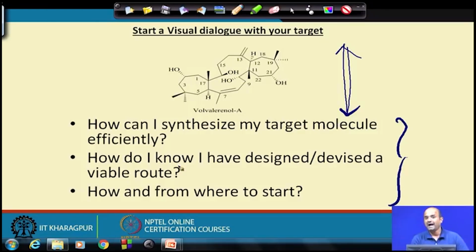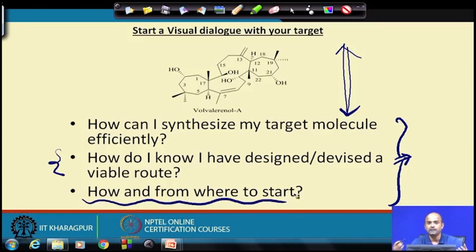How do I know I have devised a viable route? Now, you might be a beginner in this field. So, once you design a pathway, you consult your teacher, you consult an expert who has known this field for many days, and then you show your pathway, that sir, I have devised a pathway, will you check it? And then you have to execute it.